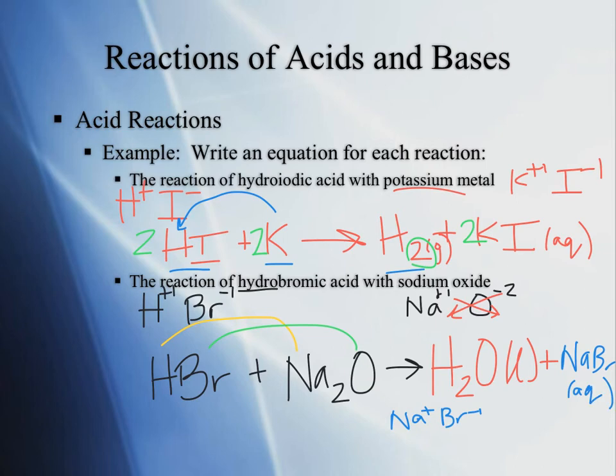You could look up the solubility chart just to make sure. That one is dissolvable in water. But remember, alkali metals are always dissolvable in water, no matter what they're hooked up with. All right, and then we have to balance it. We've got one H on the left, two on the right, so let's put a 2 out front to balance the H's. We've got two Br's now on the left and only one on the right, so we balance the Br's by putting a 2 in front of NaBr. Now we've got two Na's on the left and two on the right, and one O on each side. So just putting a 2 in front of HBr and a 2 in front of NaBr, we balanced it out.